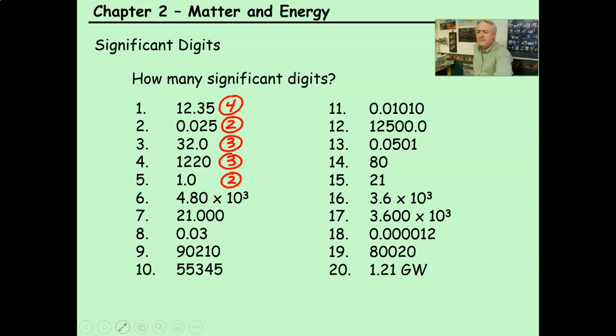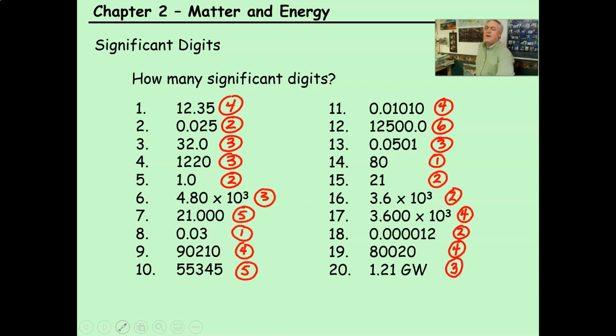All right, here's the answers for the rest. Now, being able to do this, determining how many significant digits or significant figures, is the starting point for being able to round your answers in the correct spot.